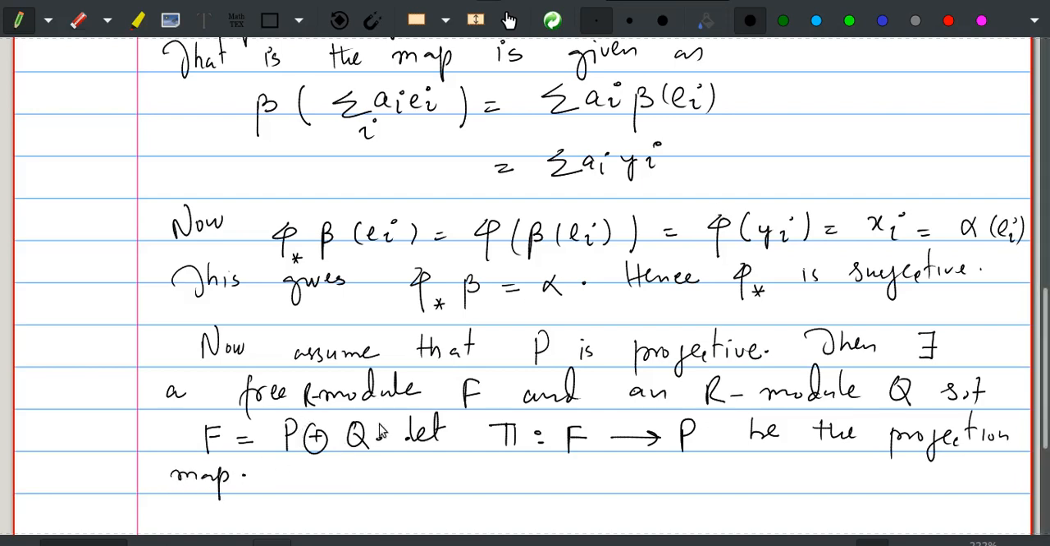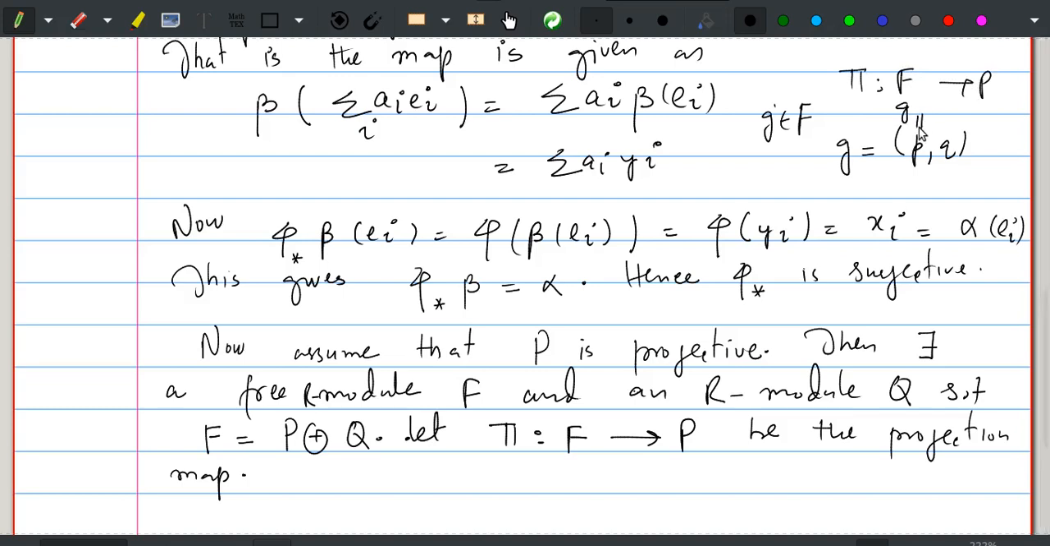Since F is the direct sum of P and Q, every element of F can be expressed uniquely as, so if this element g is in F, then this g can be expressed as an element of P and Q, I mean like this, little p and little q, where p is in P and q is in Q. Now we are defining this pi from F to P. What it does is it takes this element, which is equal to this (p, q), and maps it to the first component. So this is the projection map.